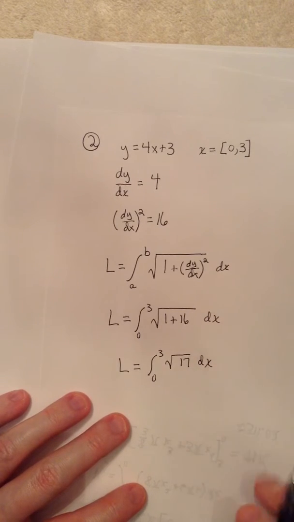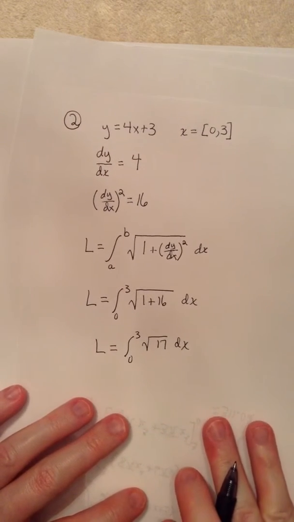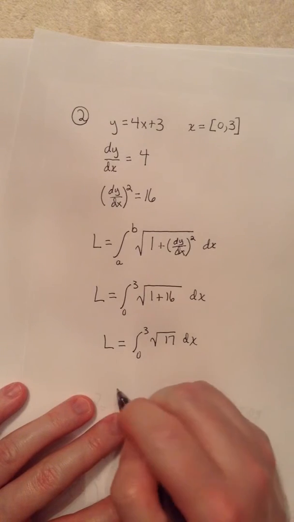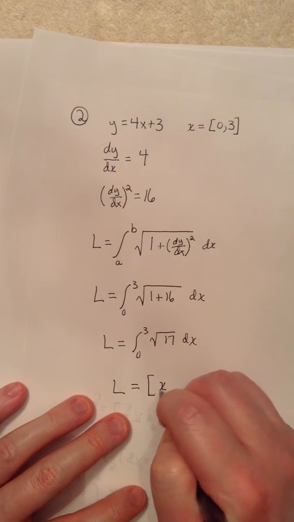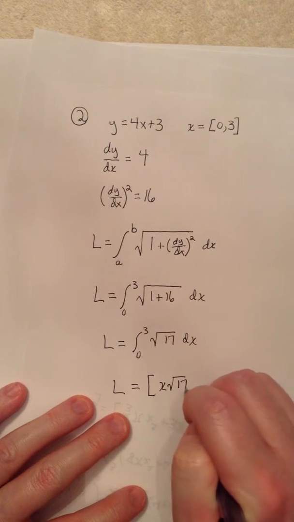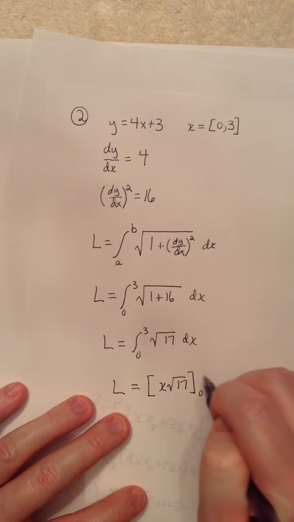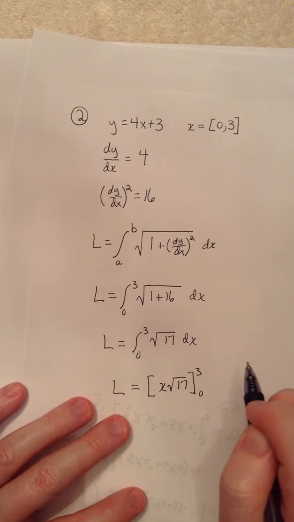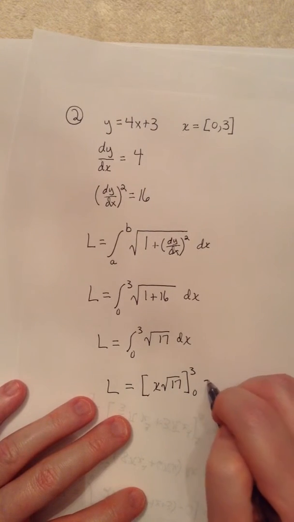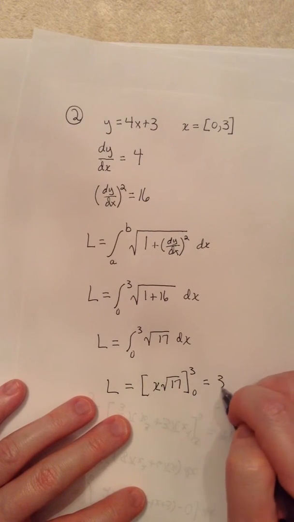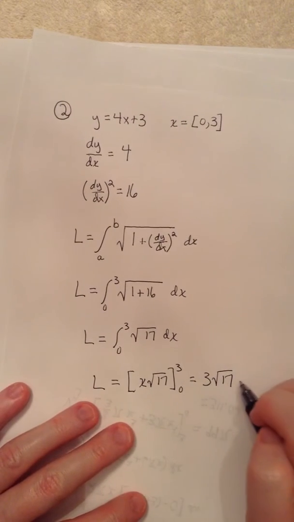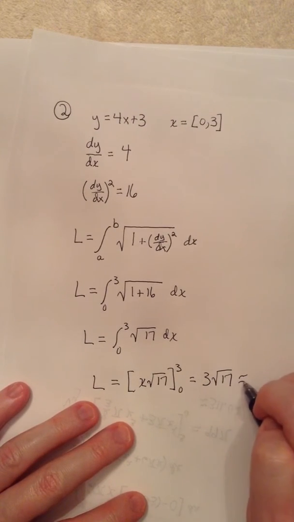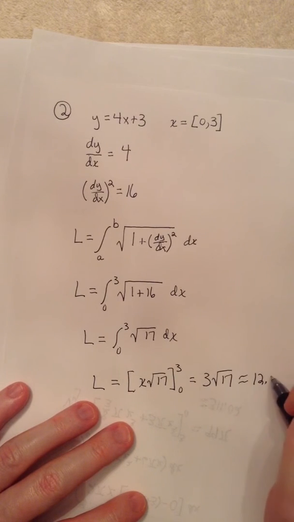And you're looking at what we have for the antiderivative. This will end up at x times the square root of 17. And as x goes from 0 to 3, it turns out that for the exact measure of the length of the curve, this will end up at 3 times the square root of 17. And as a decimal approximation, this will be close to 12.37 units.